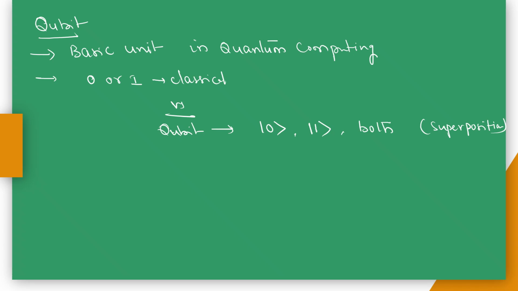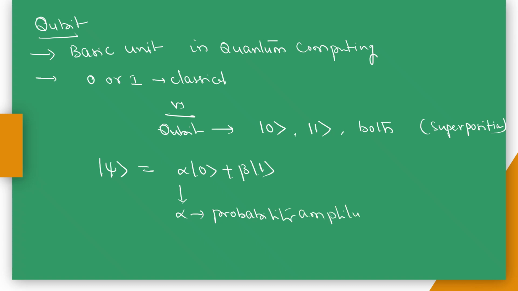Either it may be available in 0 or 1, but here it may be in the 0 state or the 1 state or both. The quantum bit can be represented as psi, the state representation of the quantum system, equal to alpha state 0 plus beta state 1. Here state 0 and state 1 are the combination. Alpha is the probability amplitude of state 0. Similarly, beta is the probability amplitude of state 1.